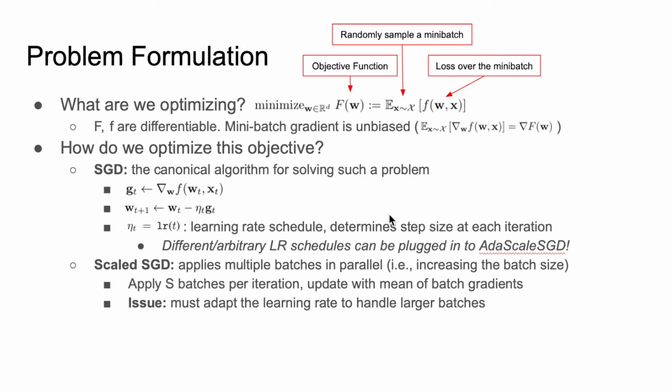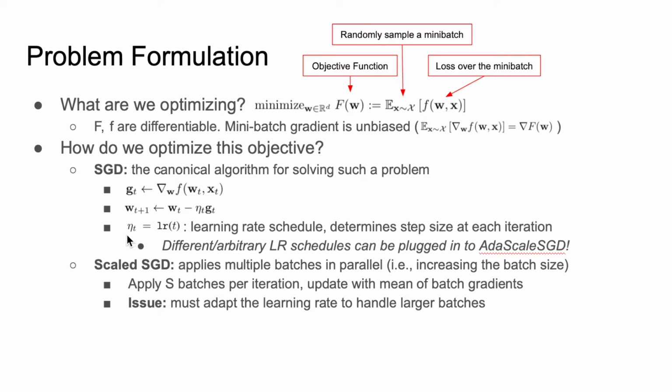Typically, this objective is optimized through stochastic gradient descent. It's kind of the canonical algorithm for solving such a problem. And in SGD, we basically take the gradient of our loss over a single mini batch within our data set, and then we subtract it from the weights of our neural network scaled by some learning rate, seen by these two steps right here. This learning rate can be sampled from a schedule. This could be like a step schedule, a smooth decay schedule, or something like this.